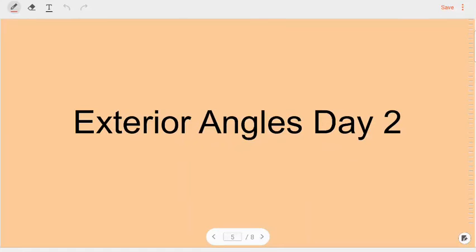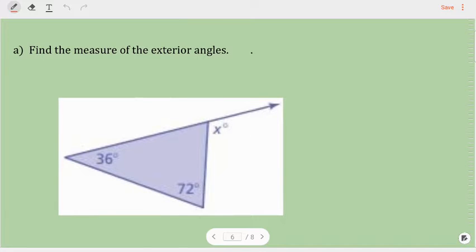Right, let's continue our lesson on exterior angles. We are going to take a stab at answering a few questions that might be just a little bit harder than yesterday's lesson. So let's go ahead and get started. Before we jump to anything harder, I just want to review what I even mean by exterior angles.